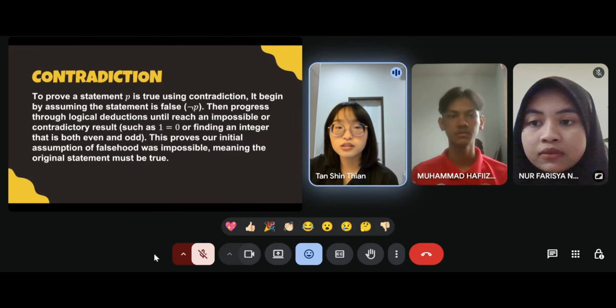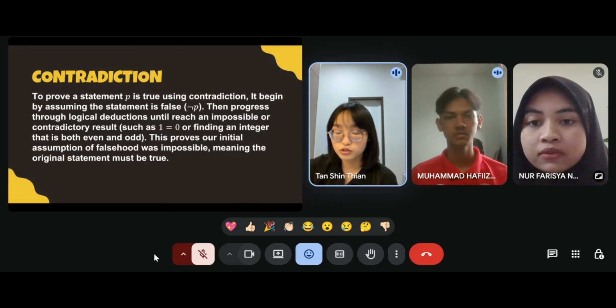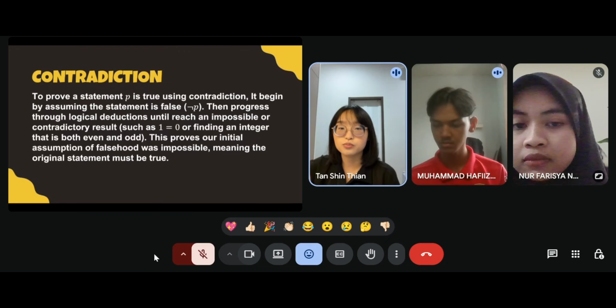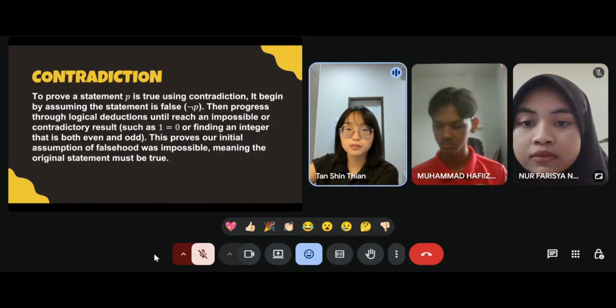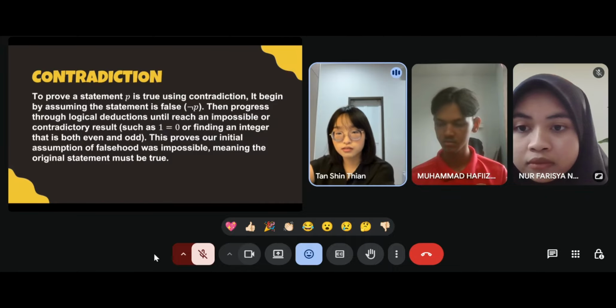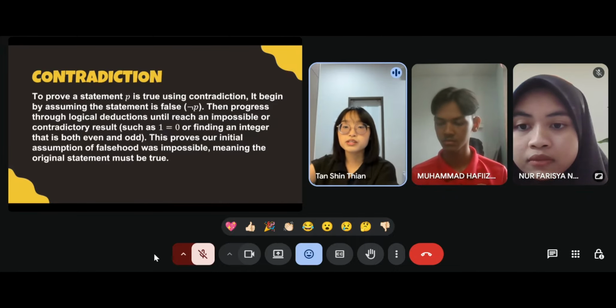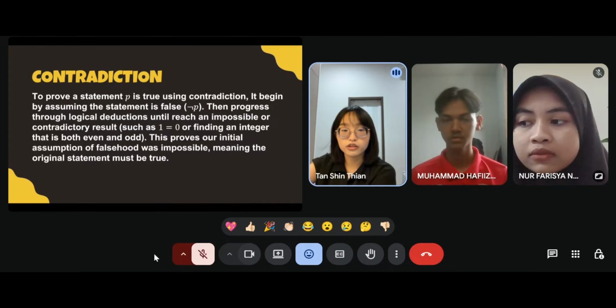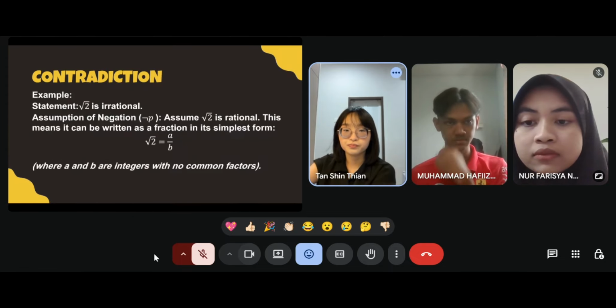About contradiction: to prove a statement P is true using contradiction, we begin by assuming the statement is false, not P. Then we progress through logical deduction until we reach an impossible or contradictory result, such as 1 equal to 0 or finding an integer that is both even and odd. This proves our initial assumption of falsehood was impossible, meaning the original statement must be true.